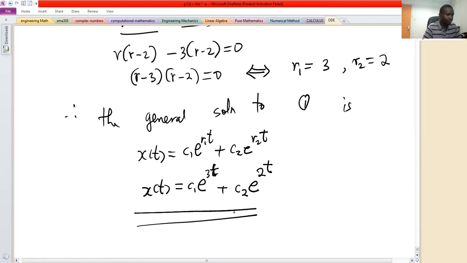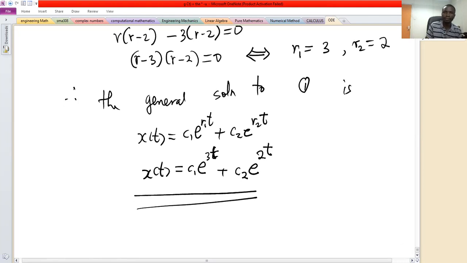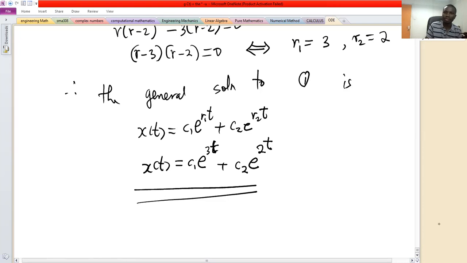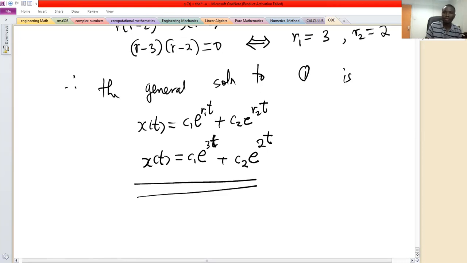But our interest in this given section is not to use the method of characteristics to find the solution of the differential equations. Ours will be to reduce the higher order differential equation into first order differential equations and then use the method of eigenvalues and eigenvectors to solve the differential equation. This was just an appetizer for what you already know from your differential equations.